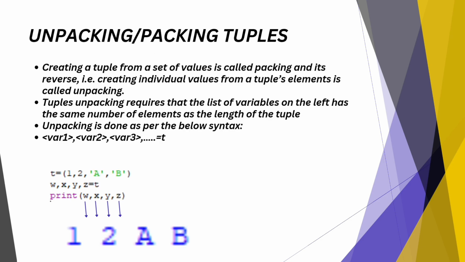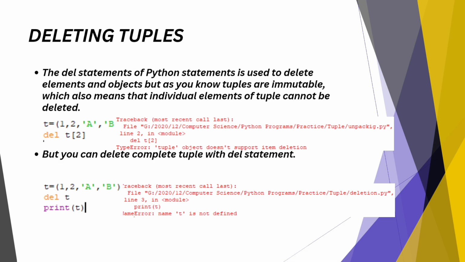Unpacking and packing tuples. Creating a tuple from a set of values is called packing, and its reverse is called unpacking. So here we have tuple t = (1, 2, a, b). 4 values are there on the right side, so we will take 4 variables on the left side, w, x, y, z is equal to t. Now the values will be assigned one by one. W will be assigned 1, x will be assigned 2, y will be assigned a, z will be assigned b.